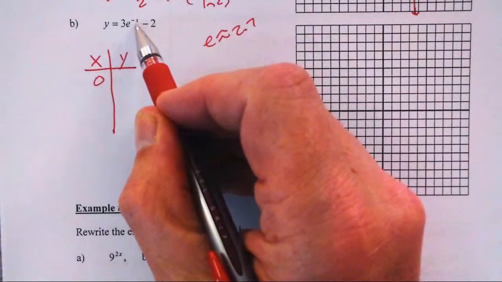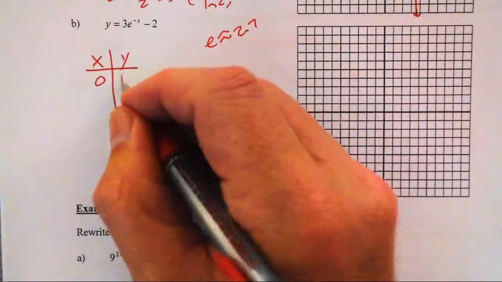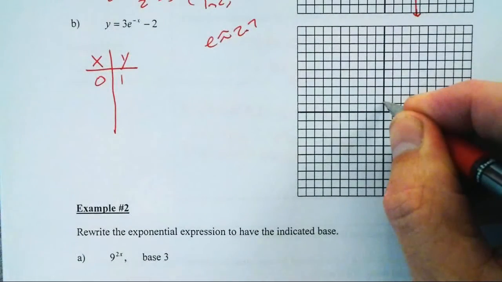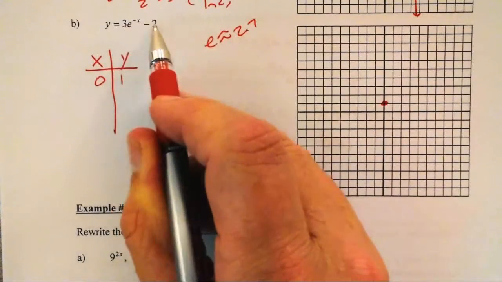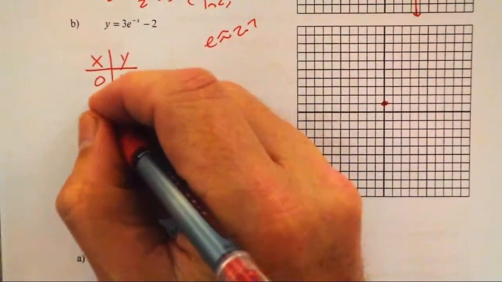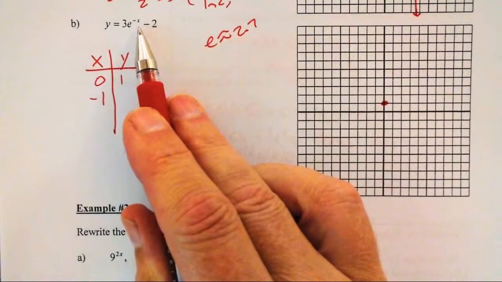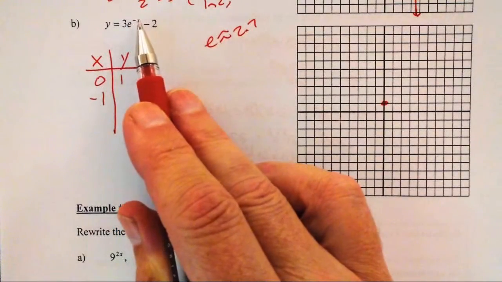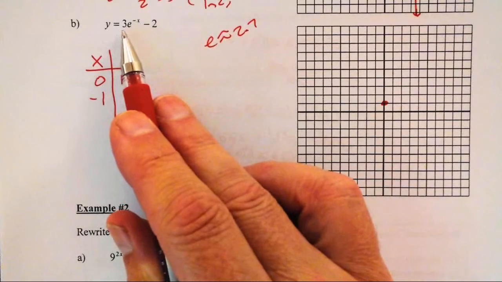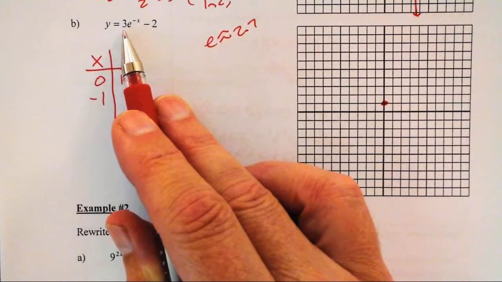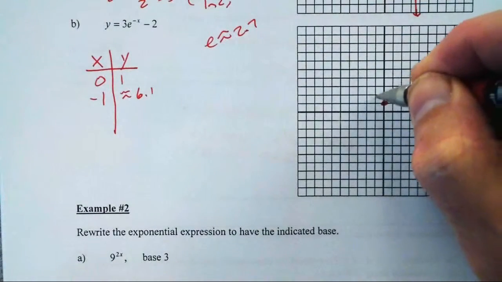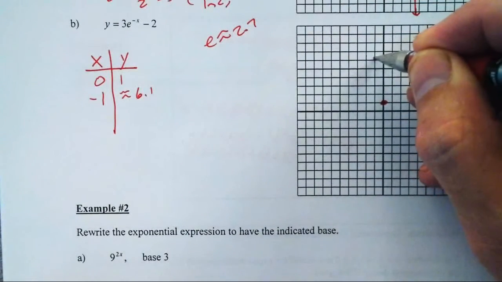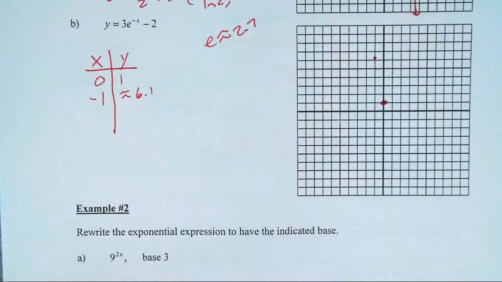So e to the 0 is 1, times 3, 3 minus 2, 1. 0, 1. All right, I'm going to go to negative 1 just so it becomes positive 1 here. That is e to the first, about 2.7, times 3, about 8.1. Minus 2, about 6.1. There's some error in there. Negative 1 gets me up 1, 2, 3, 4, 5, 6. Here's the good news. I think it's going to grow fast and just jump off the table after that.